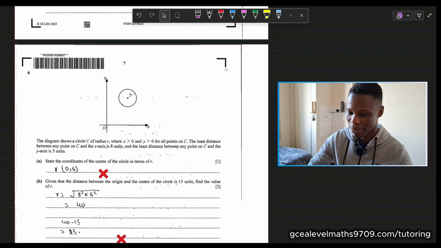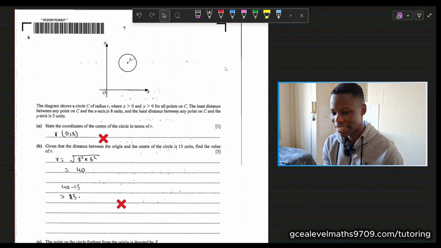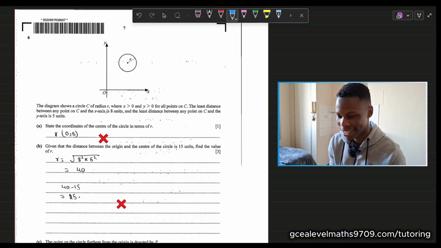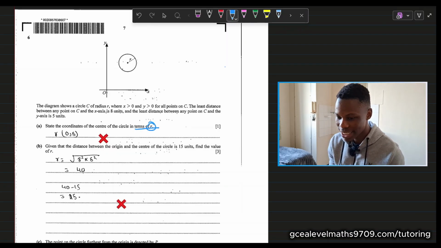It's like we're going from bad to worse. So number 6, part A. My only problem with number 6, part A, is that it says state the coordinates of the center of the circle in terms of r. So it means that inside of your coordinates, you should have an r, something that looks like maybe r plus 5. That would make sense because they say it in terms of r.